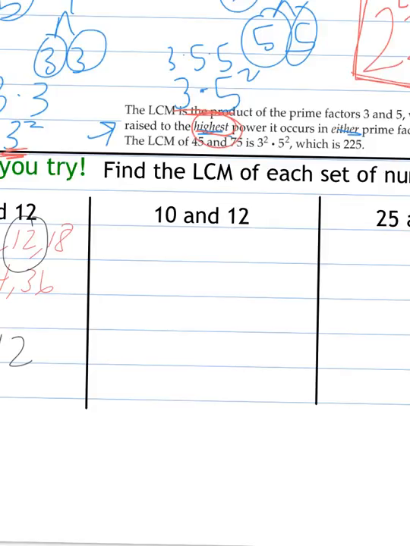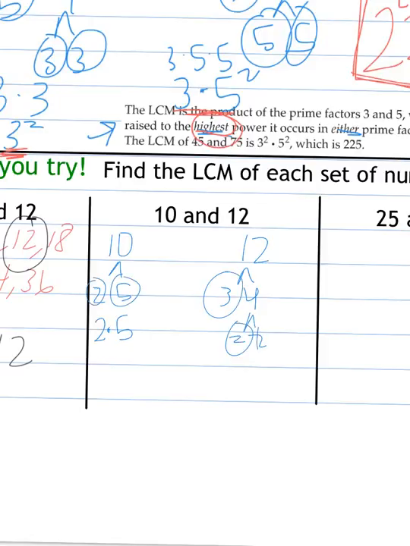10 and 12. Let's try a factor tree for this one. Okay. Well, 10 breaks up into 2 and 5. So we have 2 times 5. 12 breaks up into 3 and 4, 3 being prime. Again, I like to circle those. 4 is 2 and 2. So we have 3 times 2 times 2, or 3 times 2 squared.